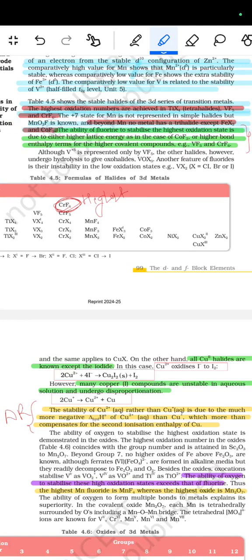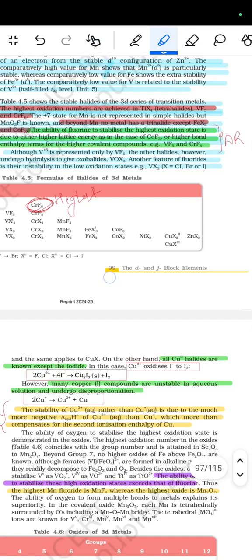The ability of fluorine to stabilize the highest oxidation state is due to either high lattice energy, as in the case of CoF3, or high bond enthalpy terms for the high covalent compounds, for example VF5 and CrF6. Although V5+ is represented only by VF5, the other halides, however, undergo hydrolysis to give the oxo halides VOX3. Another feature of the fluorides is the instability in the low oxidation state VX2, X being chlorine, bromine and iodine.